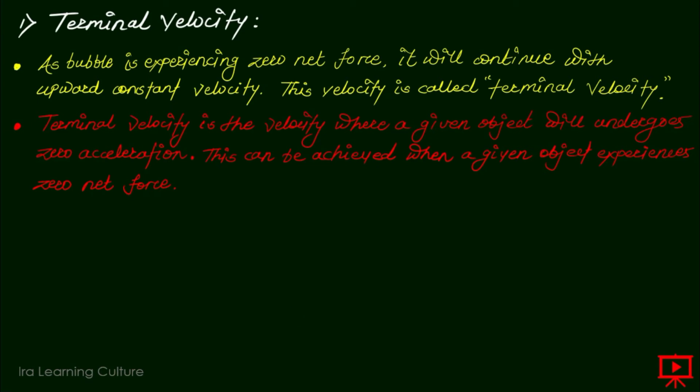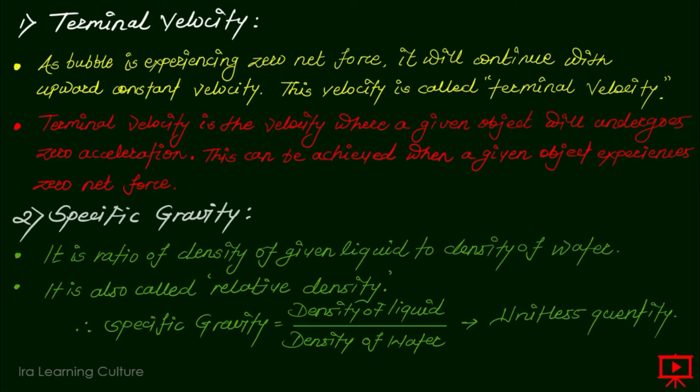So in this way we will discuss one more term, that is specific gravity, which we have to use while solving the problem. Specific gravity is the ratio of density of a given liquid to density of water. It is also called relative density. Specific gravity is equal to density of liquid upon density of water. As it is a ratio of densities, it is a unitless quantity.